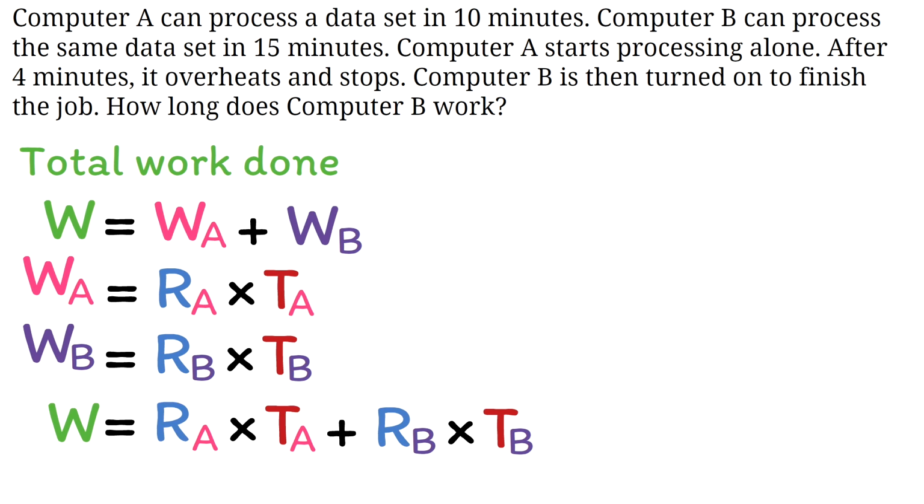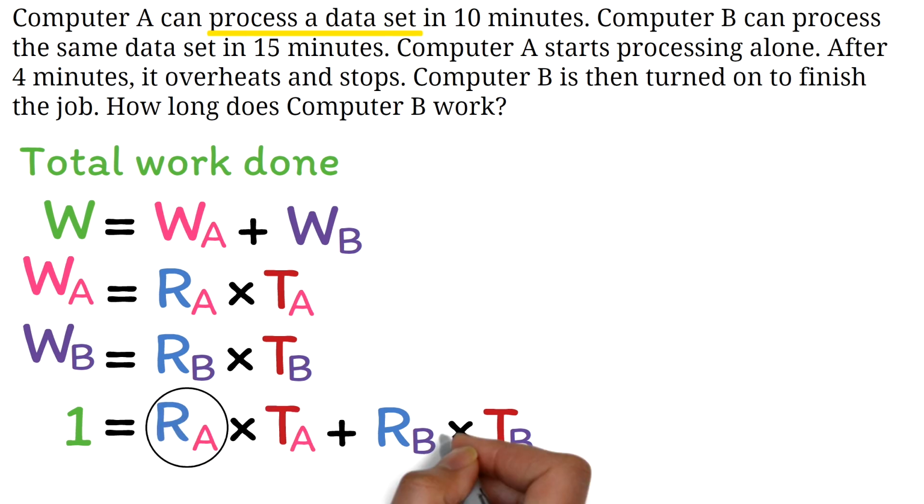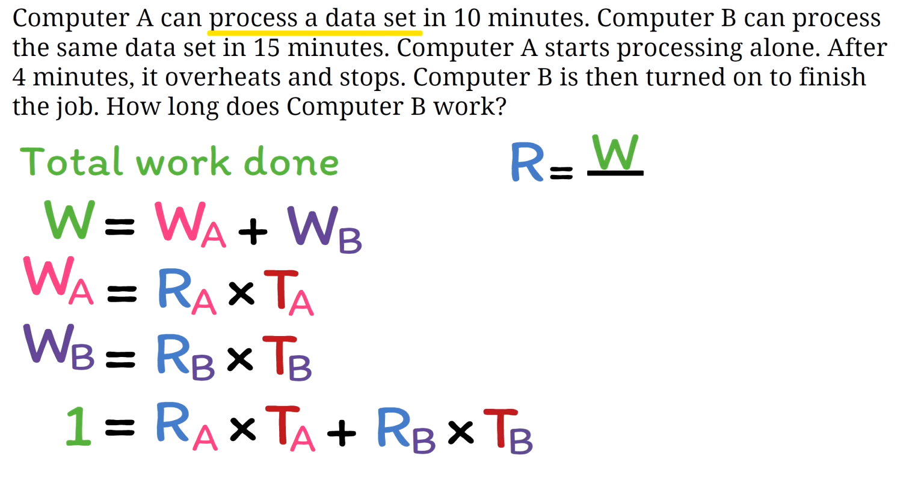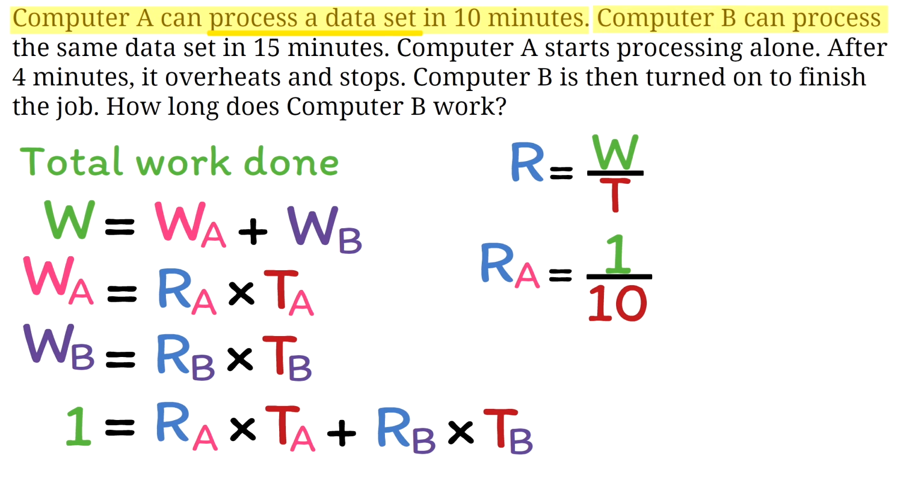So, from the question, the work or job being done is processing one data set. Therefore, the work or job being done is just one. Next, let's find the rate of each computer. We said earlier that the rate of each worker equals the work or job being done over the time it takes for that worker to complete the job alone. Computer A can finish the whole job in 10 minutes, so its rate is 1/10. Next, computer B can finish the same job in 15 minutes, so its rate is 1/15.